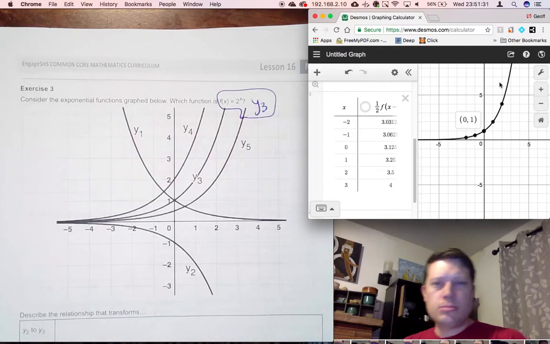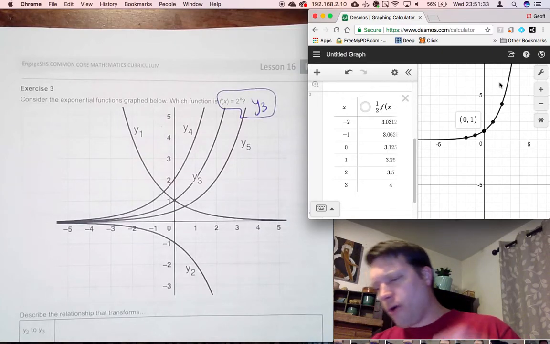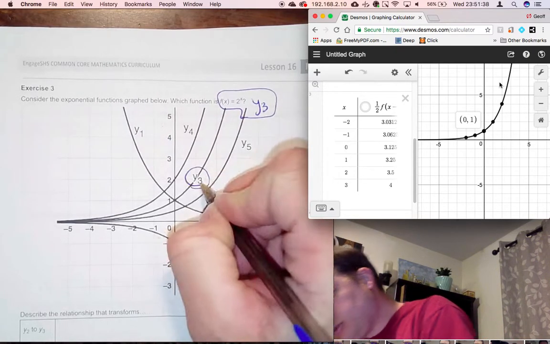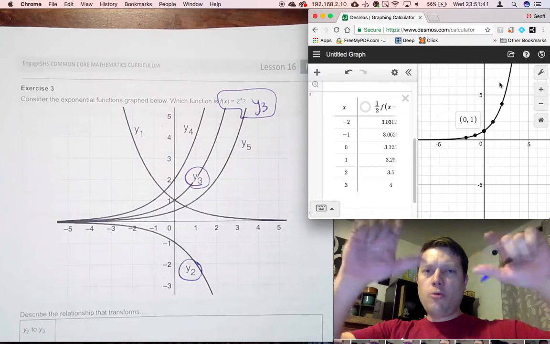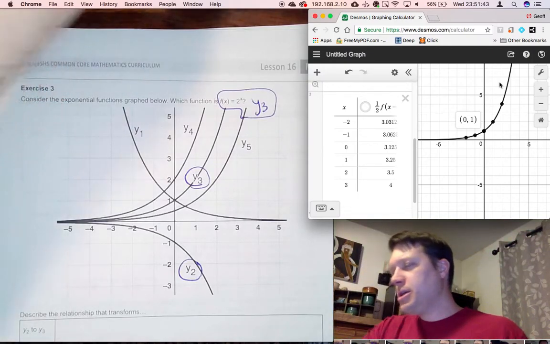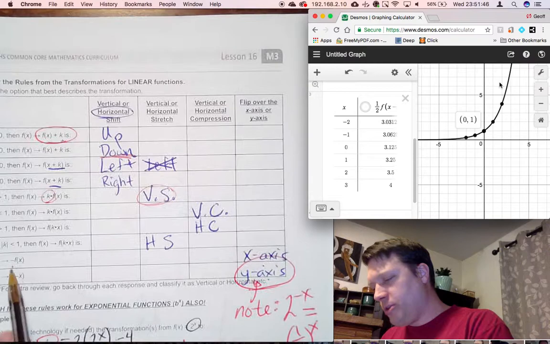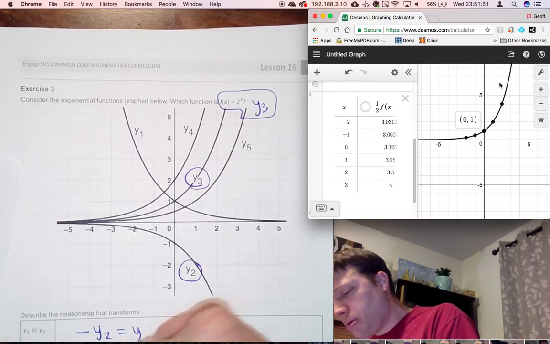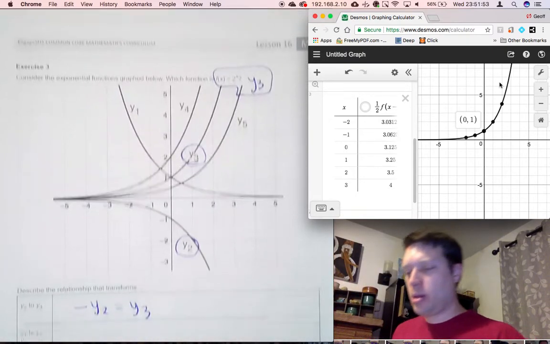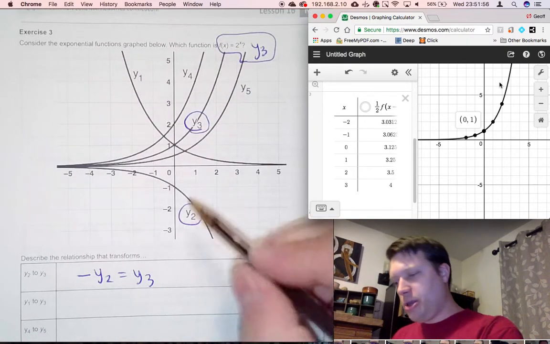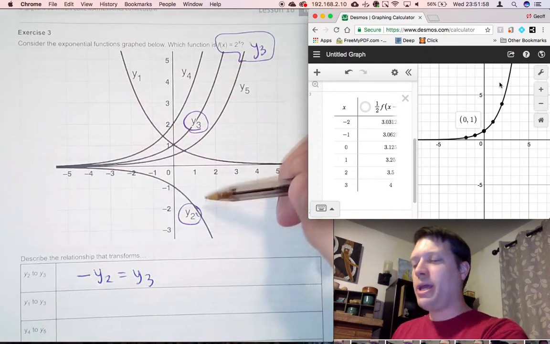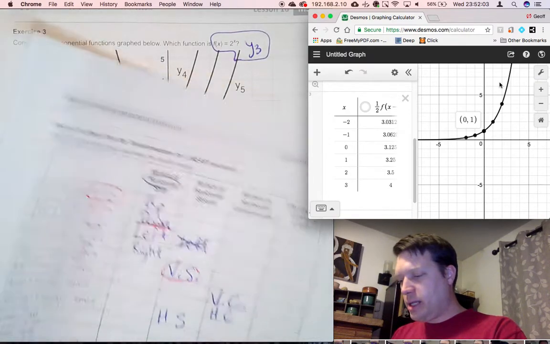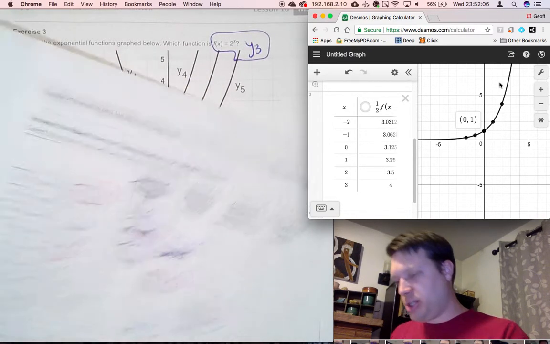Okay. Y sub 3 is 2 to the x. So in order to go from y sub 2 to y sub 3, that would be this one to this one. That's a flip over the x-axis. And this table tells us that a flip over the x-axis means negative y sub 2 equals y sub 3. All you got to do is make this one, which is going down, change its sign, so put a negative in front of it, and you've got the original parent function. Exactly this example right here in the table from page 18.